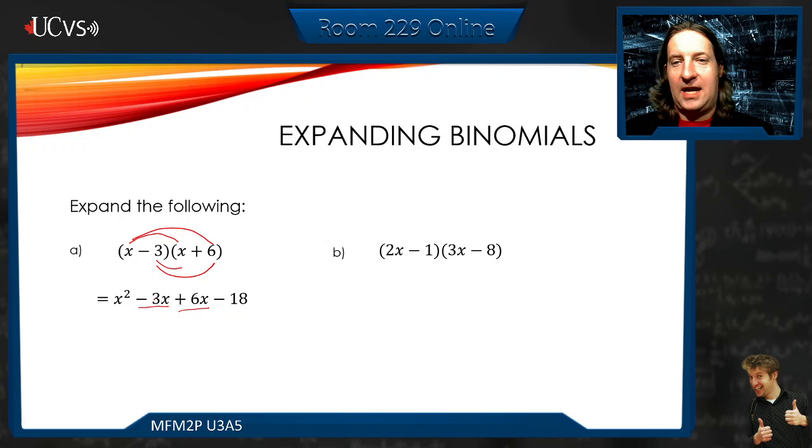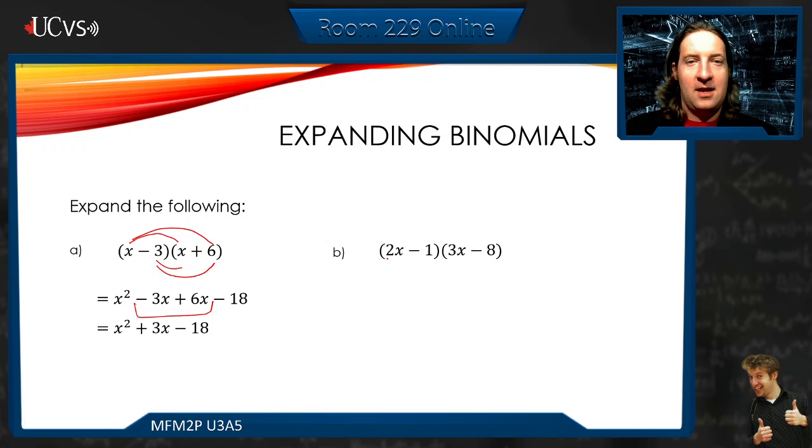Okay? And we just add them all together. We put them all together here. And then last step, we put the x's together. So negative 3 plus 6 is going to give me positive 3. So our final answer: x squared plus 3x minus 18. And that's fully expanded. Now what happens if in B here, the numbers in front are not 1?